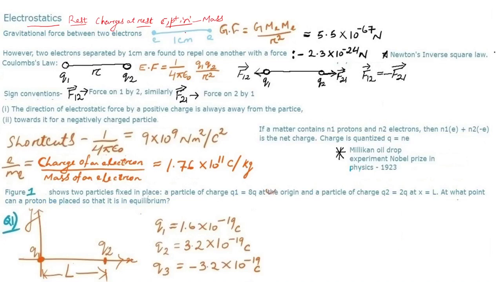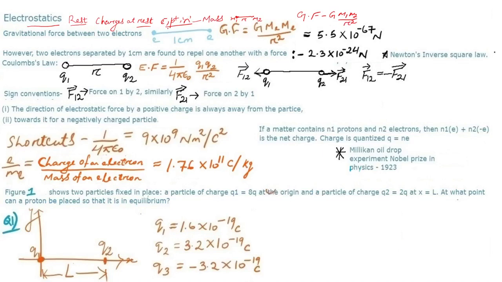So as we have read in the 11th class, when two bodies possessing some mass m1, m2 are separated by a distance r, they are attracted by a gravitational force G m1 m2 by r square. So what is G? That is the gravitational constant. m1 is the mass of the first particle, m2 is the mass of the second particle, and r is the distance between them.